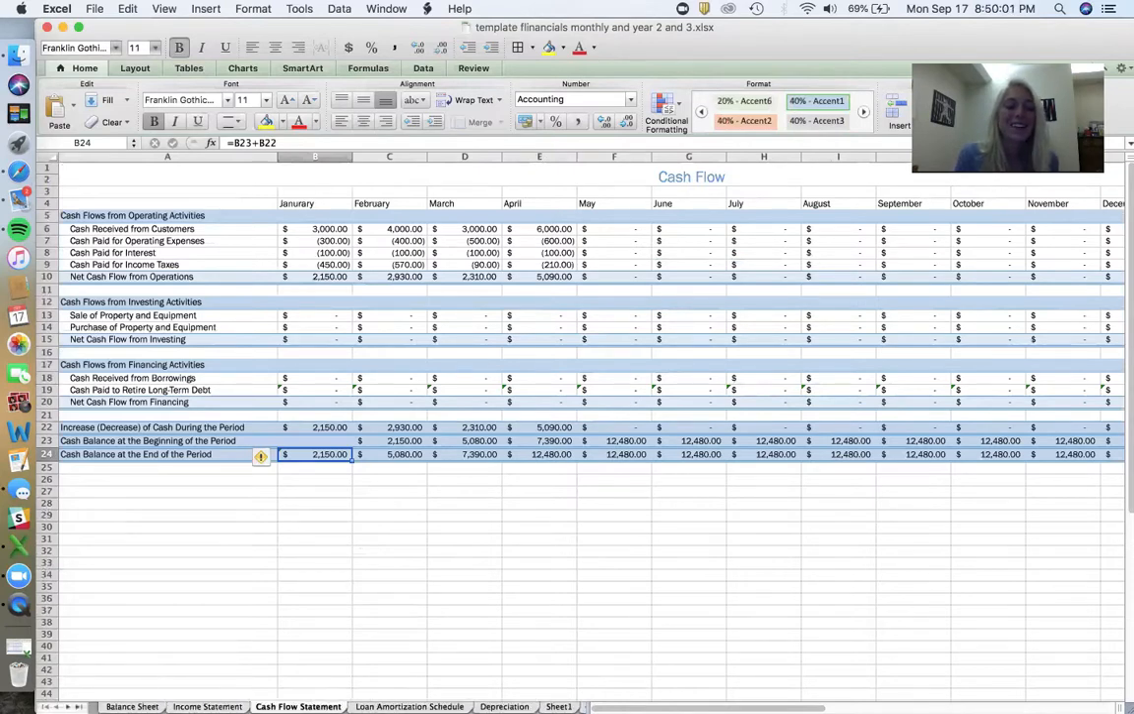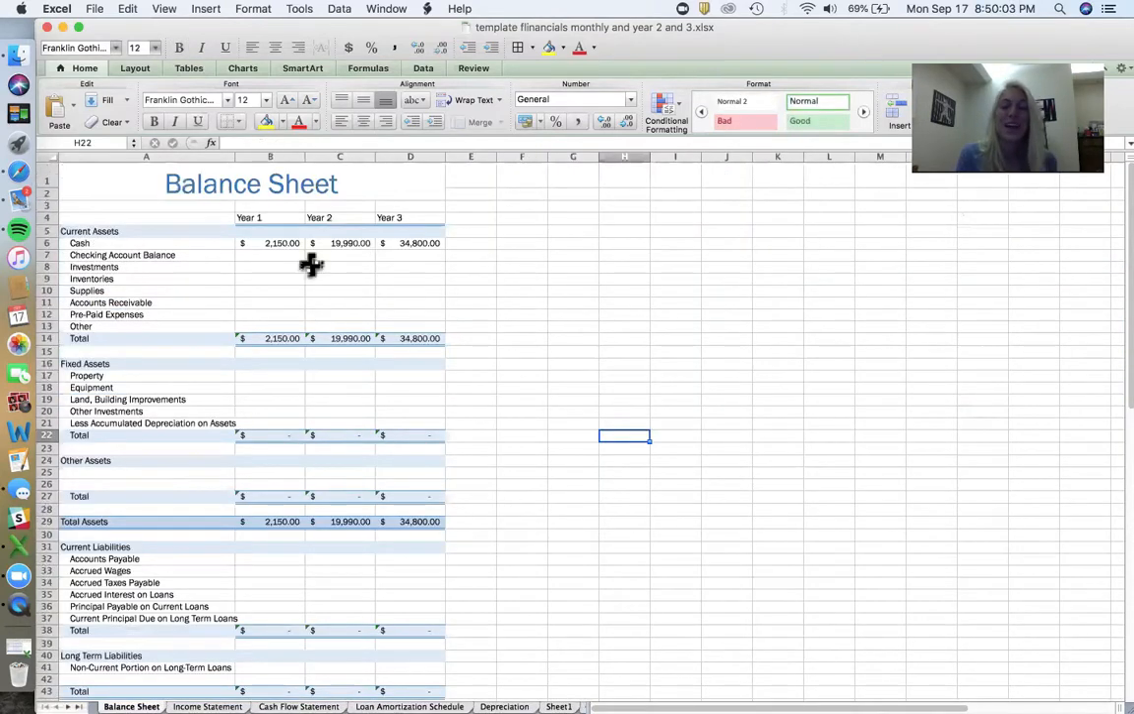So now we'll head over to our balance sheet. Now, the main problem I have with students is when they don't balance their balance sheet. I will talk to you about that here in a second. Just keep that in mind, though. Always balance your balance sheet. I will take off points if you don't.